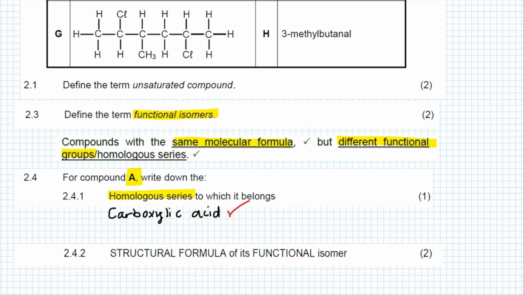Now question 2.4.2 says, write down the structural formula of its functional isomer. We're writing down the structural formula of compound A's functional isomer.